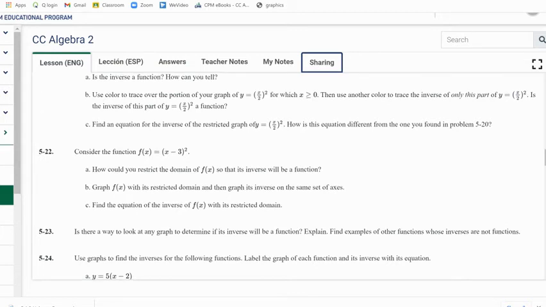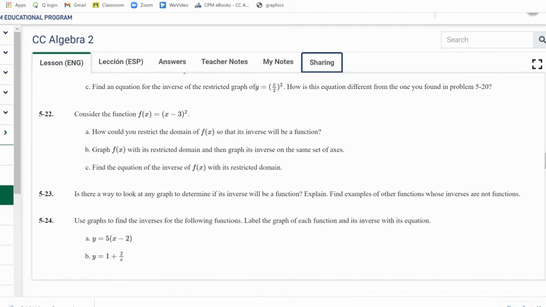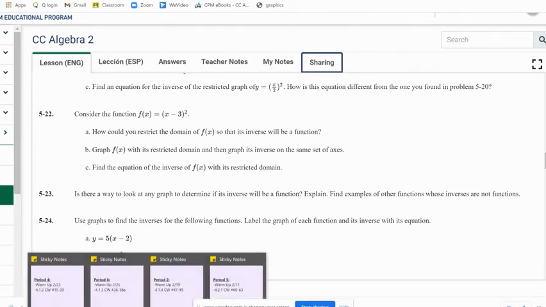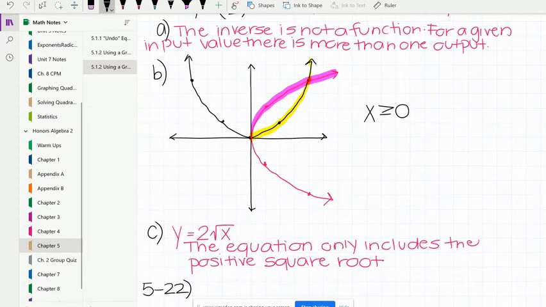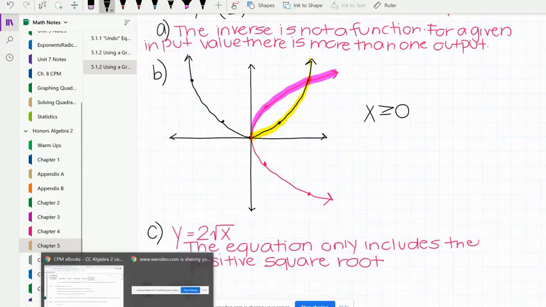For question 23, is there a way to look at any graph to determine if its inverse will be a function? Think about how we test if something is a function. We use a vertical line test. Looking back at the inverse we graphed, we could easily tell it wasn't a function because it failed the vertical line test. So is there another test we can do on the original function that would determine whether its inverse will be a function? That's what you need to figure out, and I will tell you there is.